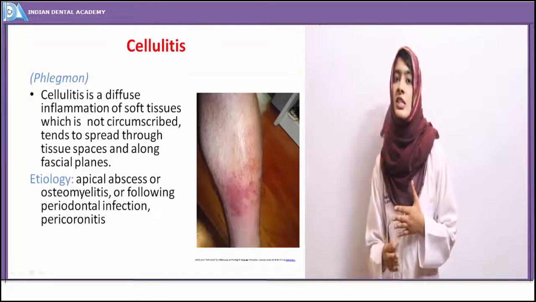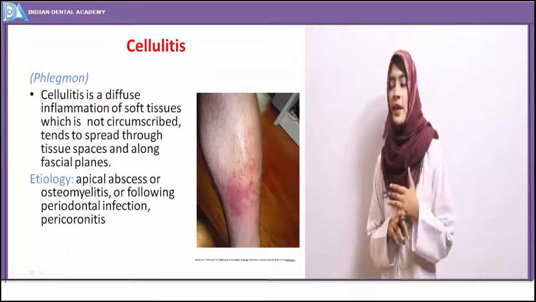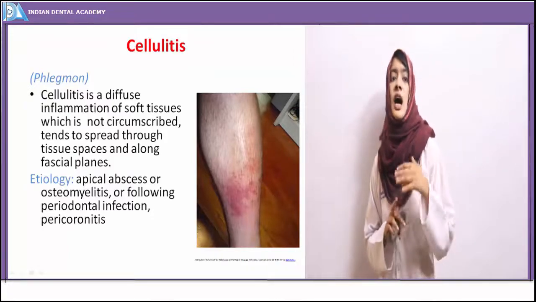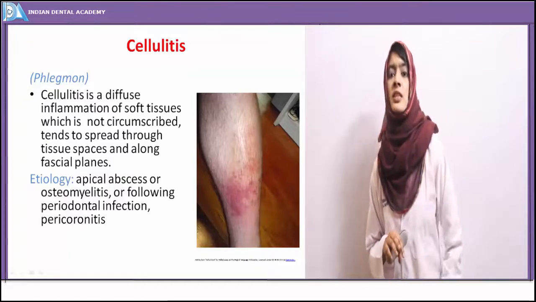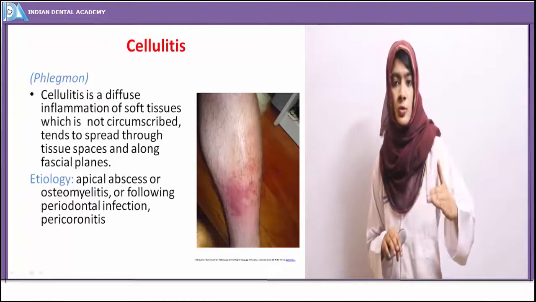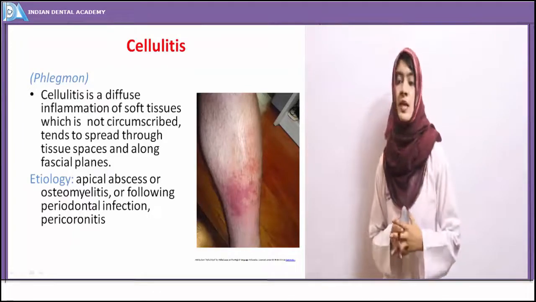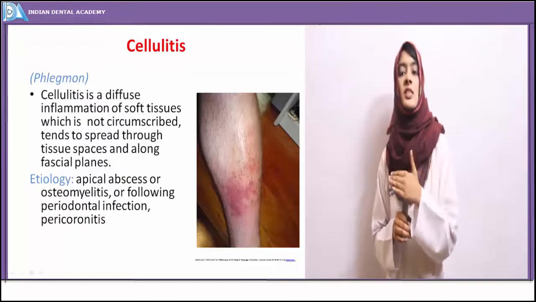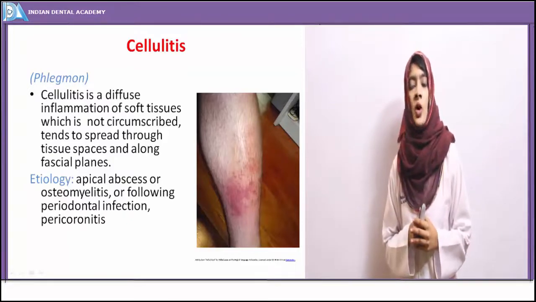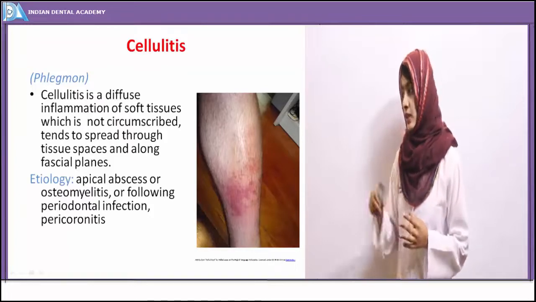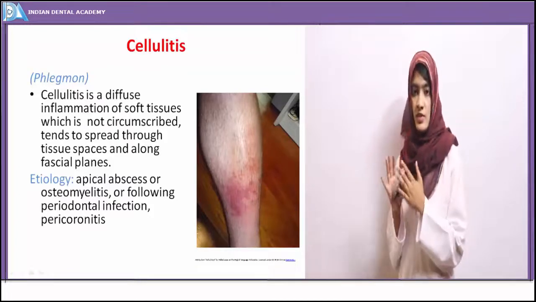So the etiology is again either a periapical infection or a periapical abscess. After a periapical abscess, it spreads to the bone, involves the bone, becomes osteomyelitis, and then it spreads again. Or following a periodontal infection also, if the infection spreads and involves the overlying cortex, it leads to cellulitis of that particular area. So here you can see the clinical picture of a cellulitis.